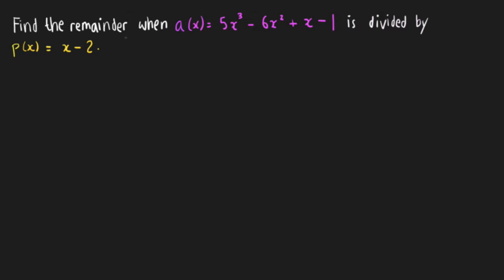How would you find the remainder when a of x, which is given by this cubic here, is divided by p of x, which is a linear function here? In case you haven't seen this notation before, I'll just briefly explain it.